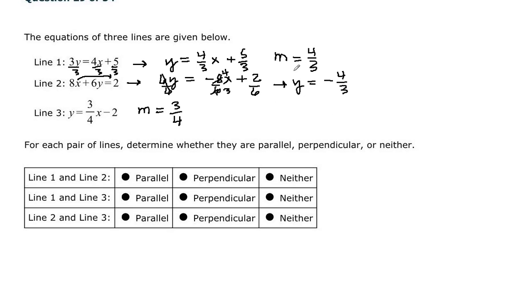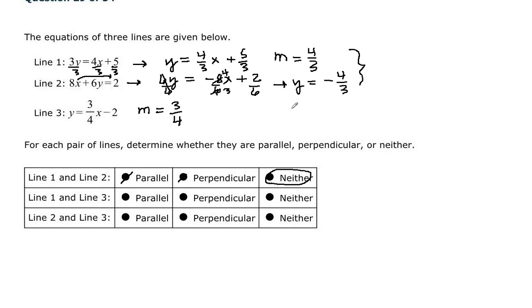Okay, so we got our 3 slopes here. So 1 and 2, so these two guys, they're not the same, so they're not parallel. They're negatives of each other, but they're not negative reciprocals. We would need to flip this one to negative 3/4. So they are not parallel, they're not perpendicular. These would have to be neither.